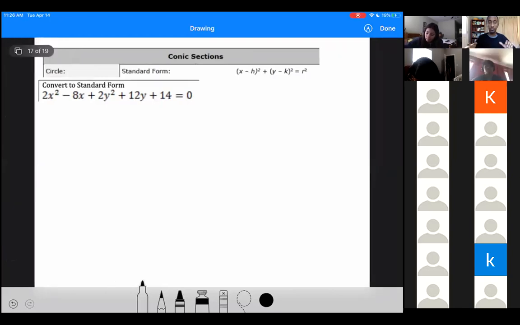Converting to standard form. So this is an example where you have a number other than 1 in front, okay? So let's say we want to do that. We're going to do it similarly to how we did at the beginning when we reviewed completing the square, where you would divide, except you wouldn't just divide the first 2 terms, you would divide everything. So we're going to divide everything by 2.